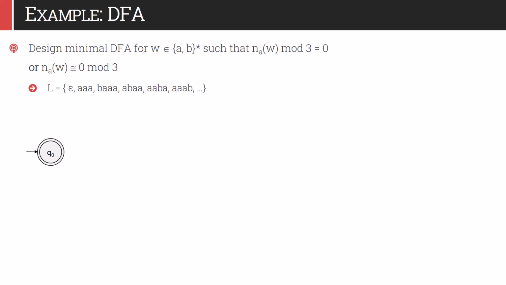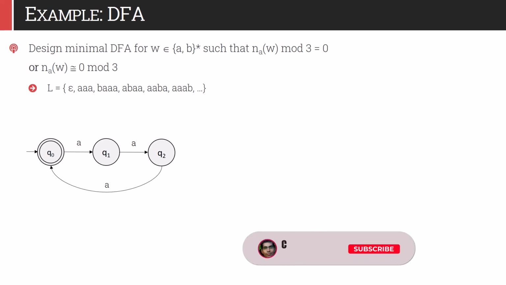As epsilon is part of the language, the initial state would be the final state. When we read 1 A or 2 A's, we will be in a non-final state. And when we read the third, it will be in final. For the fourth, we will be in non-final. For the fifth, we will be in non-final. For the sixth, we are in final. So this will give us all the strings over A having a length multiple of 3.